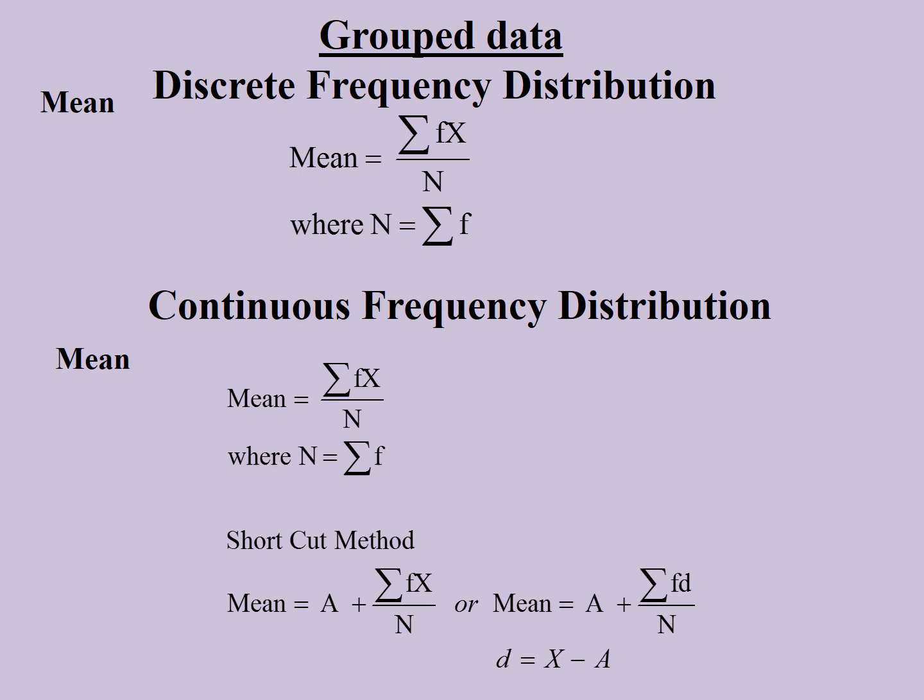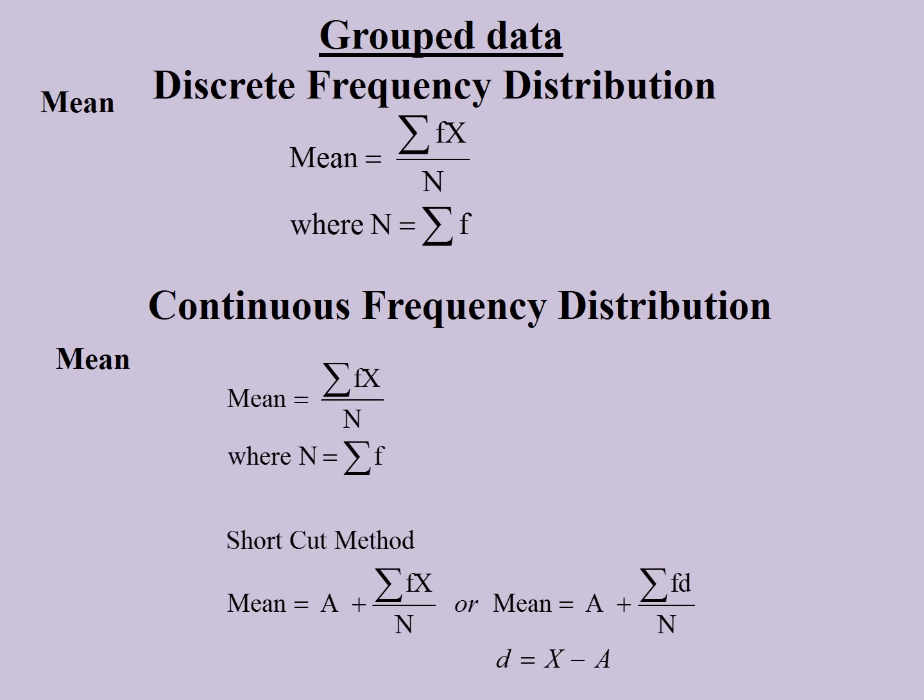So the formula for the discrete frequency distribution is mean equals summation of f into x divided by n. N stands for the number of observations, that is summation of f. For a continuous frequency distribution, again it is summation of fx divided by n. And again, a shortcut method exists for this grouped data also. It is on similar lines as for ungrouped data.